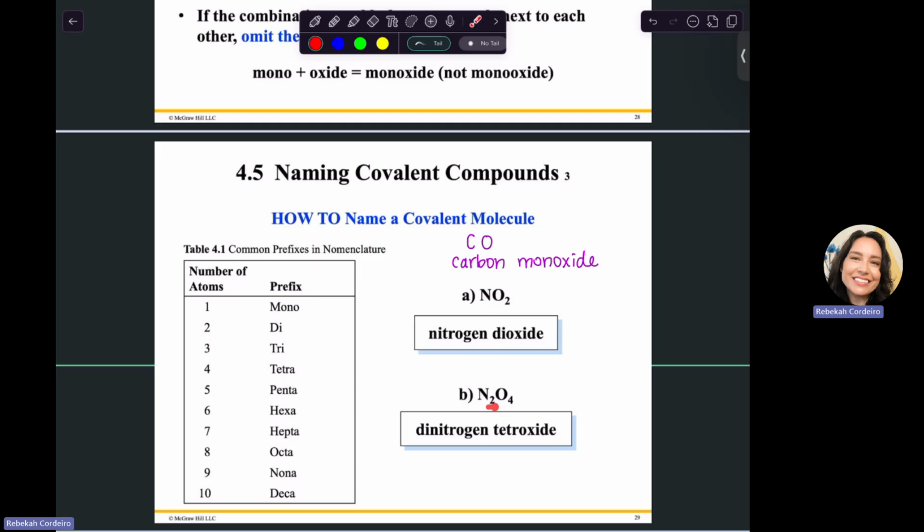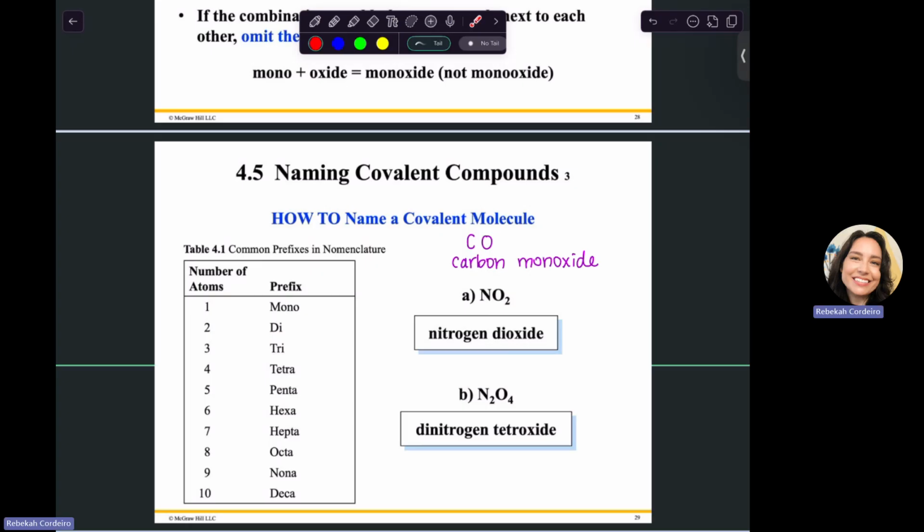Here, there are 2 nitrogens, so for the first name we just say nitrogen. There are 2 of them, so we say di. Now the next one is oxygen. So we say oxide. We change the second one's ending to IDE. There are 4 of them. 4 is for tetra. So we say tetroxide. We don't say tetraoxide. We drop that first vowel. The only time you won't drop the first vowel is if you have tri or diiodide. We keep both of them for some reason.